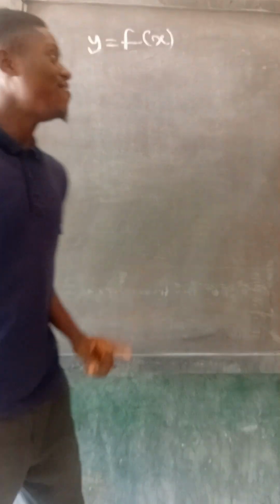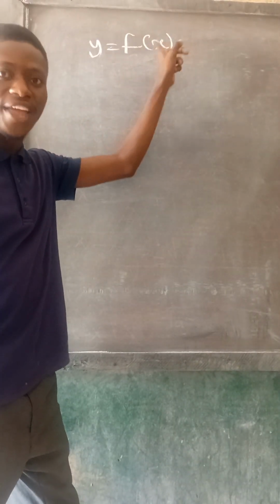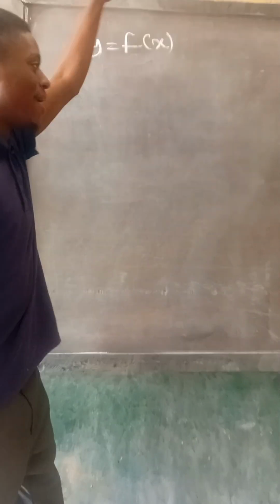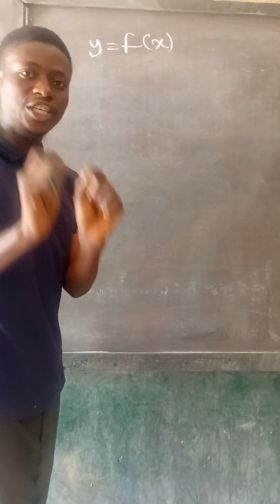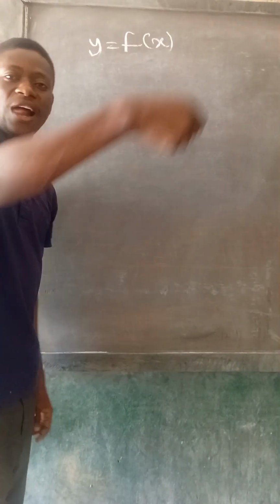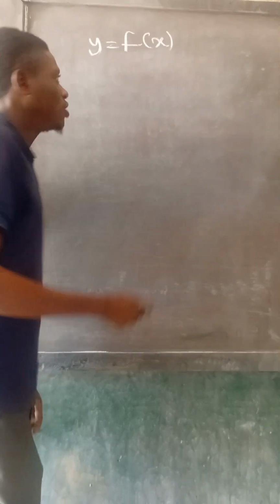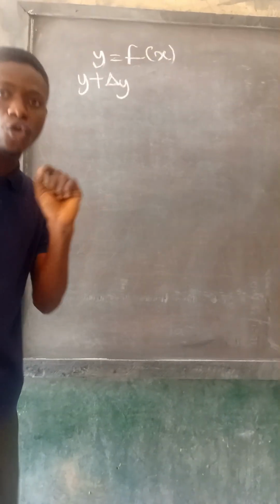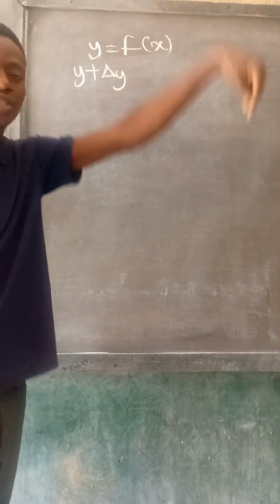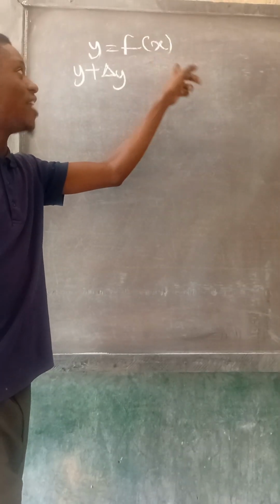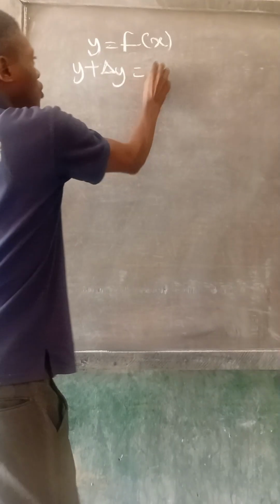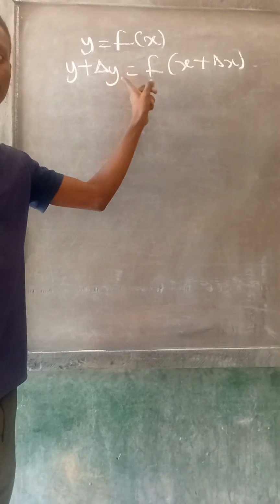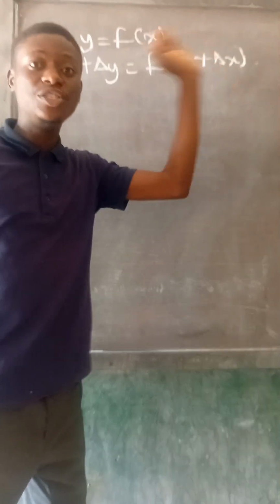The rate of change. So if there is a slight change in x, automatically there will be a slight change in y, because y depends on f of x. So that change represents what we call delta y or delta x. So now we have y plus delta y. This delta y is the change that occurs. Don't forget, the change initially occurs in x. So definitely it affects these two. So we have y plus delta y equals f of x plus delta x. This represents the rate of change. This as well represents the rate of change.